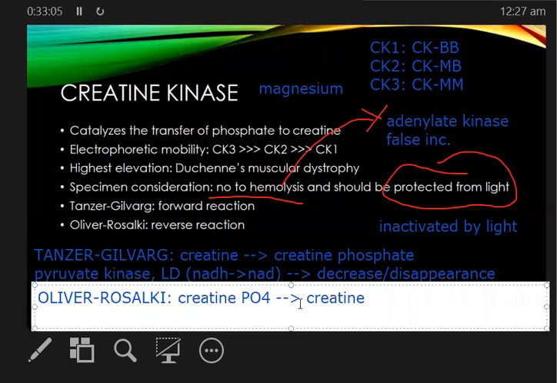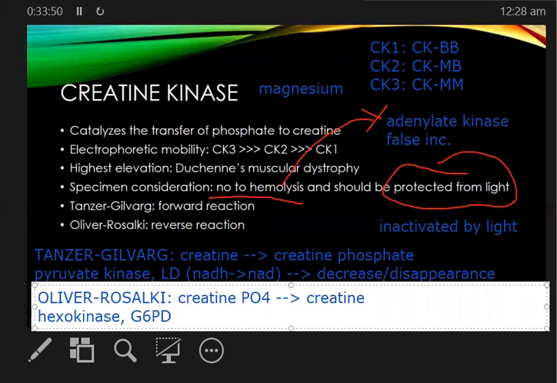Right, so if you are going to look at the indicator enzyme systems used for your Oliver-Rosalki, in other books they refer to it as your Oliver-Rosalki HESS method. So this is the reverse method. What are the enzymes that are incorporated? We have your hexokinase, and then the other one is your G6, glucose 6 phosphate dehydrogenase. Yes, so we have our indicator enzymes.